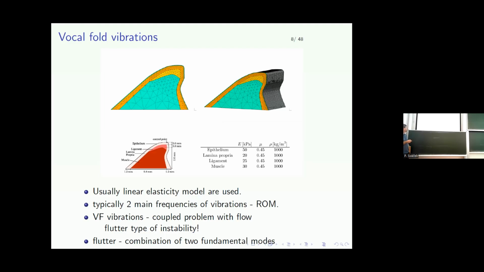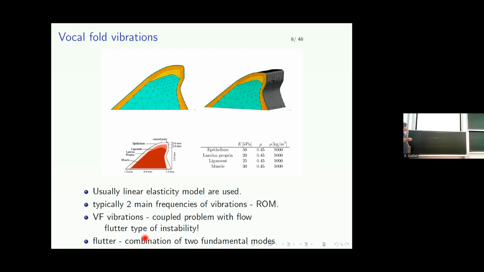However, the whole process is a coupled problem, and the main behavior of the vibration is due to the flutter type of instability. So there is no active muscle acting on the vibrations, but the vibration is caused by the flutter instability. So we need to correctly address the problem of fluid-structure interaction.